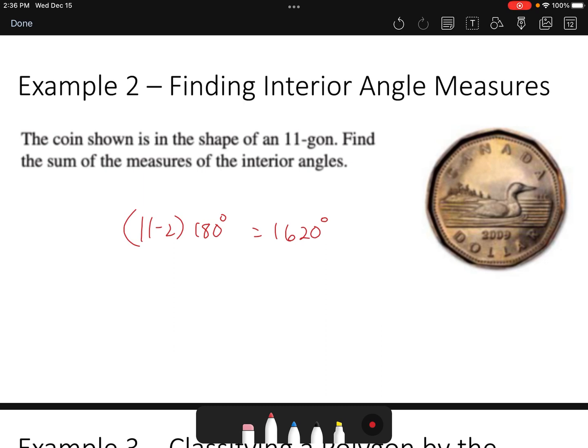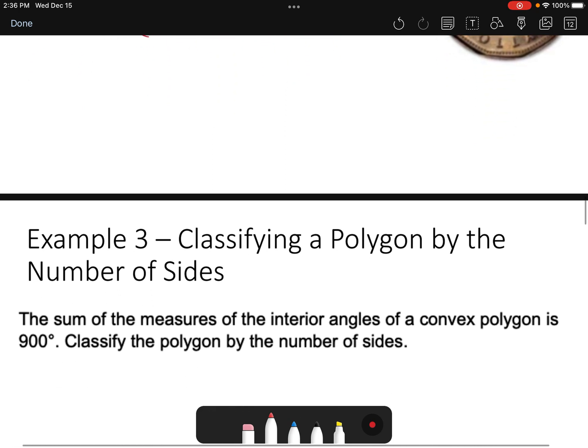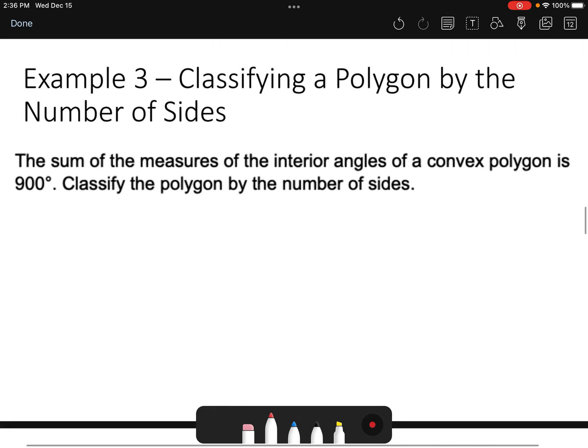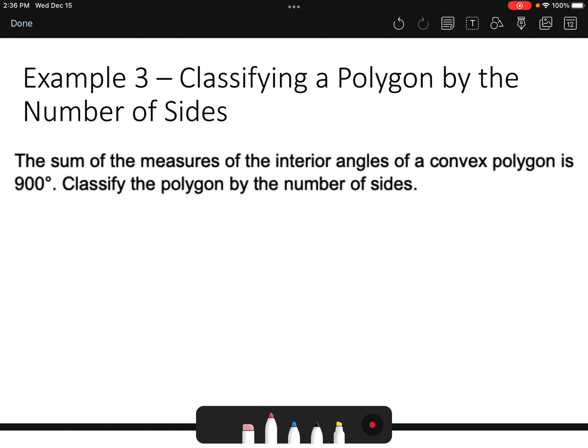Okay, so that's how we find the sum of the interior angles of a polygon. So digest that a little bit. And now let's talk about example 3, classifying a polygon by the number of sides. Okay. So if we know that the interior angles of a convex polygon is 900 degrees, then we could say that 900 equals n minus 2 times 180, right? If we're trying to find the number of sides, which is n.